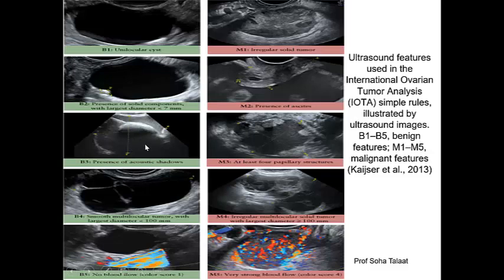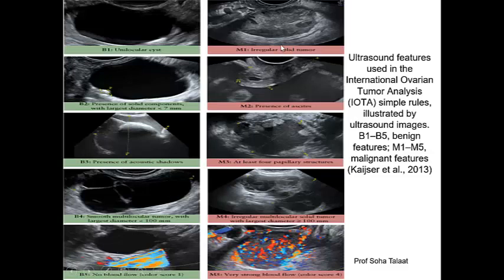Acoustic shadowing, the hyperechoic lesion is usually with fat, so the presence of fat in a lesion is a sign of benignity. Smooth multilocular tumor with diameter less than 10 centimeter. No blood vessels at all inside, this is with benignity, like the previous slide, where we see that there is an echogenic structure inside, but it has no blood vessels at all inside.